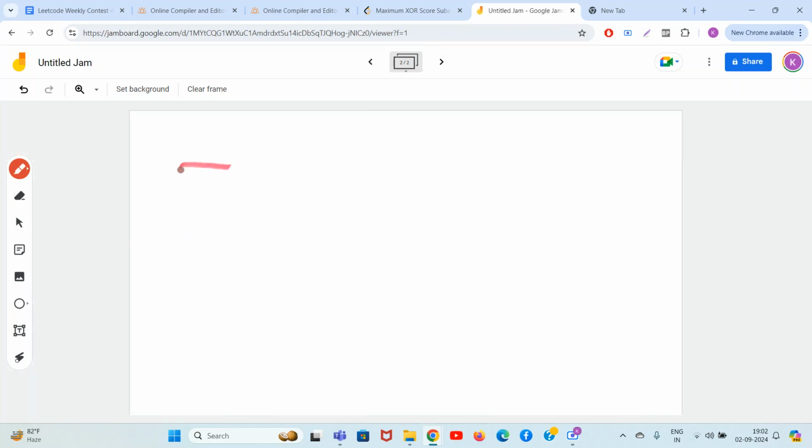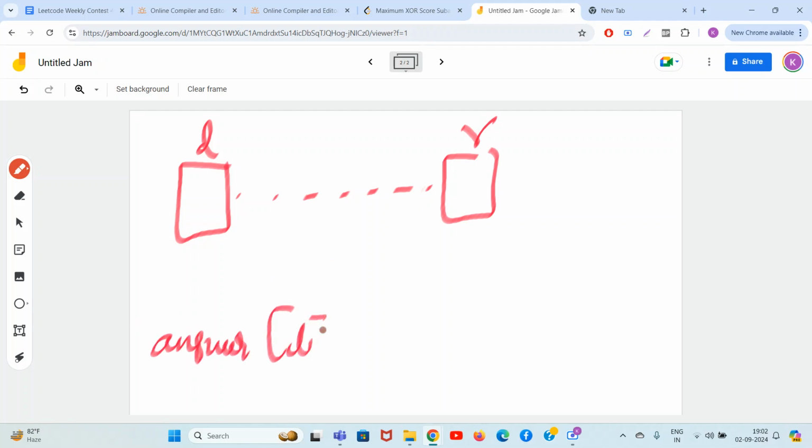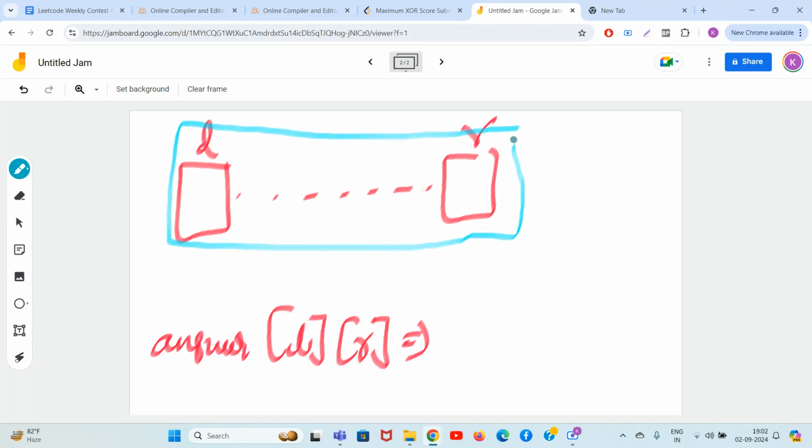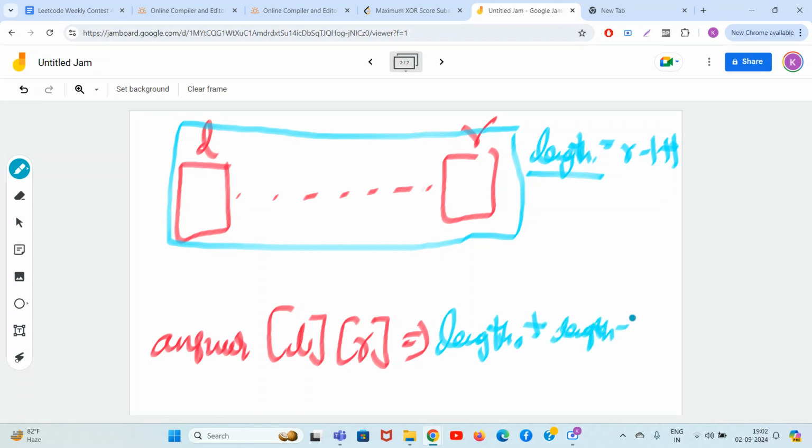So if this is L and this is R, to find the answer for the range from L to R, let's say the length from L to R is nothing but what? Length formula will be R minus L plus 1. So first you will do length iterations, then you will make length minus 1 iterations, then length minus 2 iterations, like this till length becomes 1. So this is actually very very big.